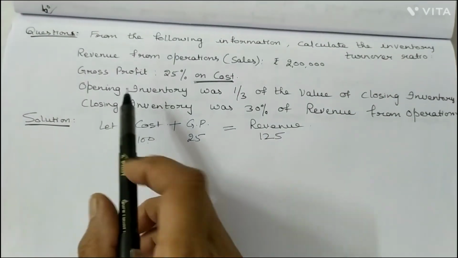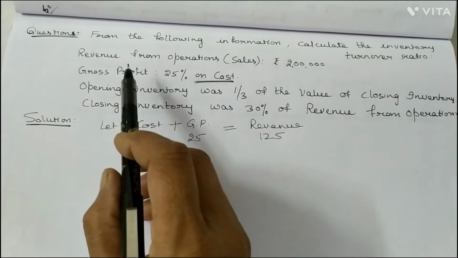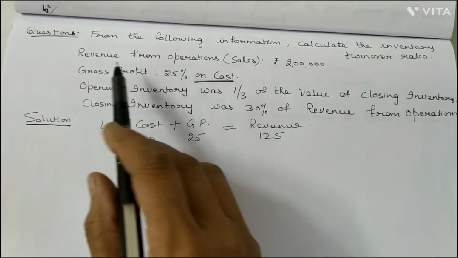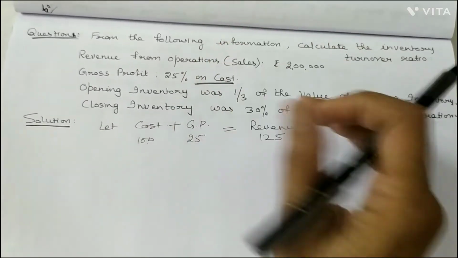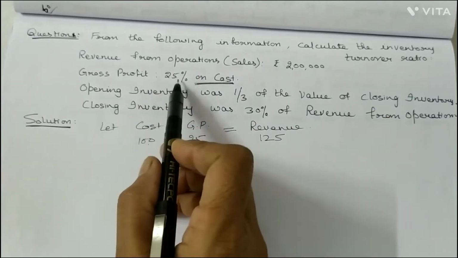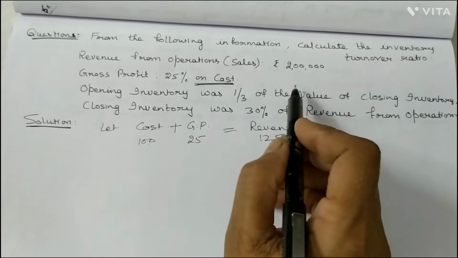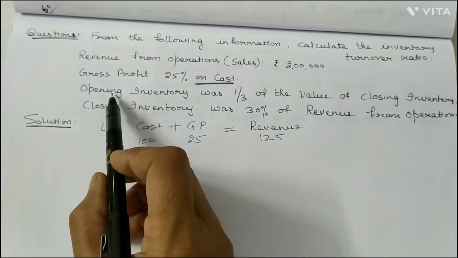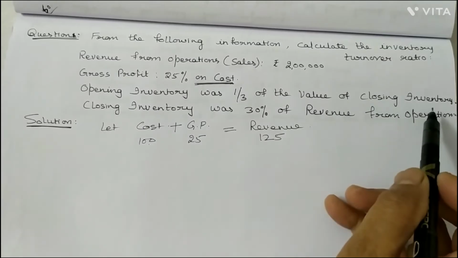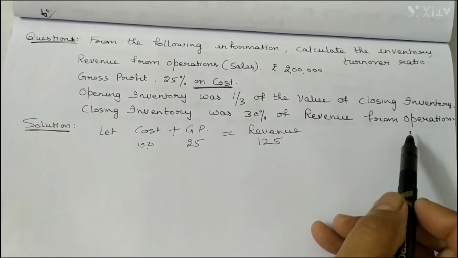Let me take one example. From the following information, calculate the inventory turnover ratio. Revenue from operation, meaning sales, is given as 2 lakh. Then gross profit is 25% on cost. Remember this thing, cost is not given in this question. Opening inventory was 1/3 of the value of closing inventory and closing inventory was 30% of revenue from operation.